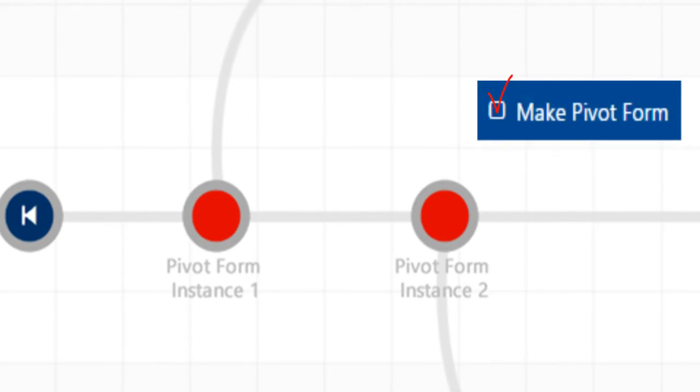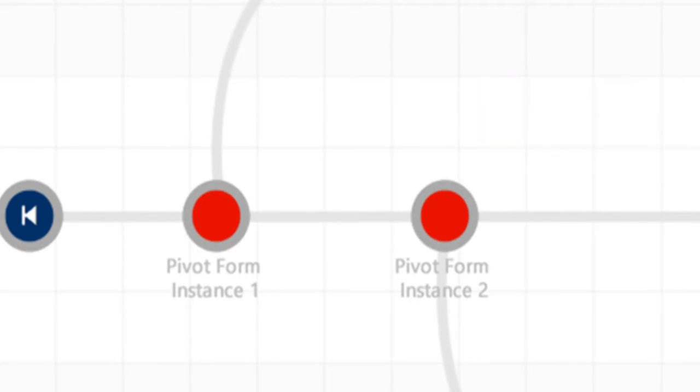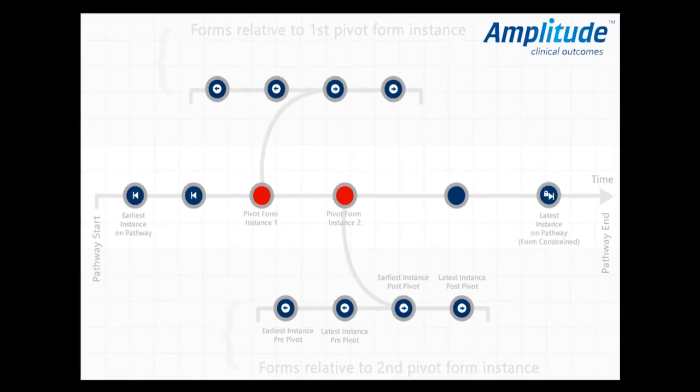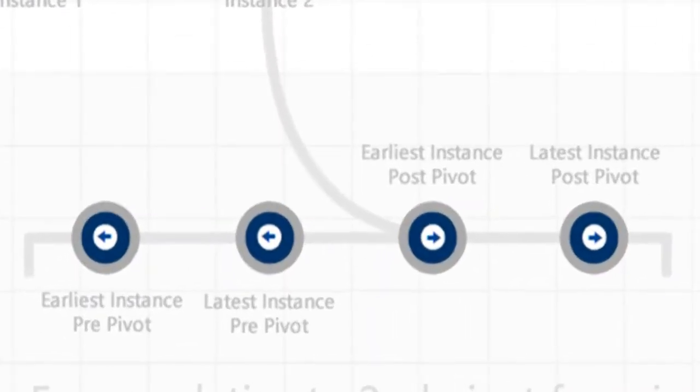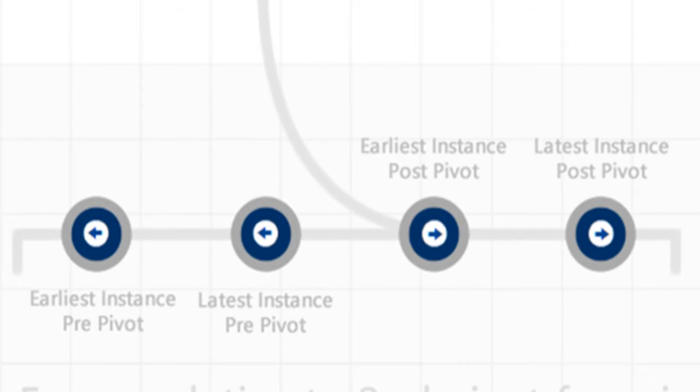This box is automatically checked when choosing a procedure. This is because it gives you the ability to pick before and after this point, which is useful when wanting to pick pre-op and post-op forms. Let's look closer. The earliest point pre-pivot is the furthest point from the pivot form before the pivot form was created. The latest instance pre-pivot is the closest questions to the pivot form before the pivot form was created. The earliest and latest post-pivot are the same as the pre-pivot options, but after the pivot form was created.